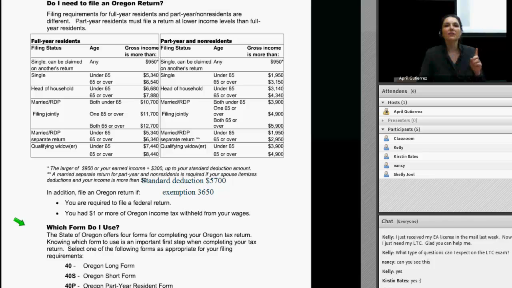What is the lowest income tax bracket in Oregon after 0? Who knows? No, not 3. I can see you need to be here.